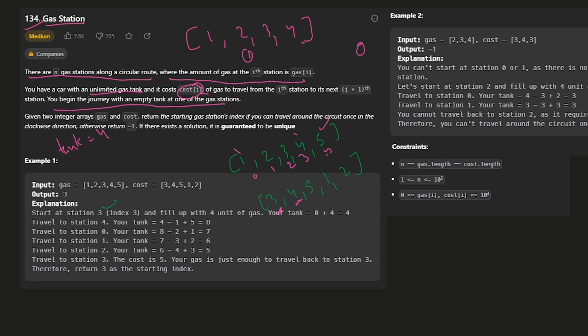And now I have to move this 5. I have to spend this much cost, that means 1. So I can say 4 minus 1 is nothing but 3. But at this much amount, that is 8. 3 plus 5 is nothing but 8. Fine. And I have to move now this one to 1.